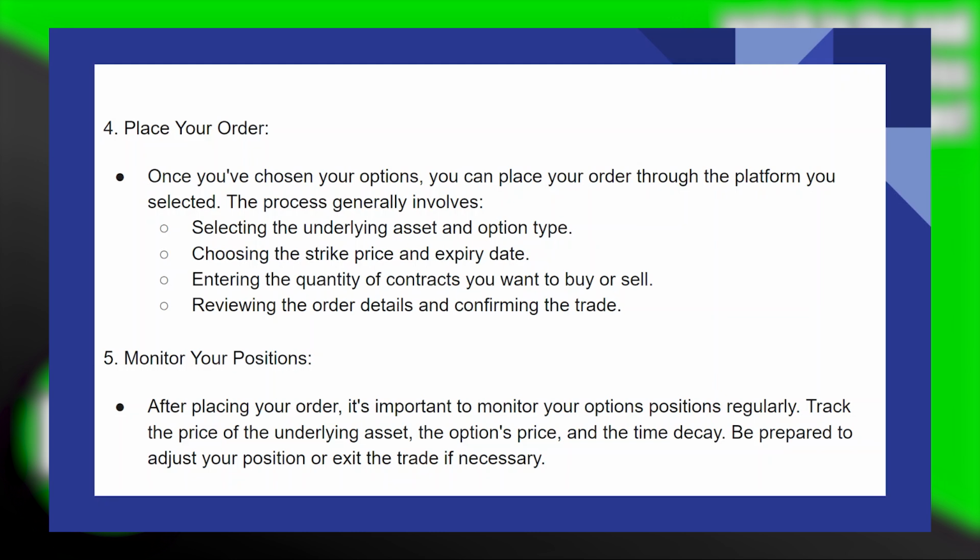The process generally involves selecting the underlying asset and option type, choosing the strike price and expiry date, entering the quantity of contracts you want to buy or sell, reviewing the order details, and confirming the trade.